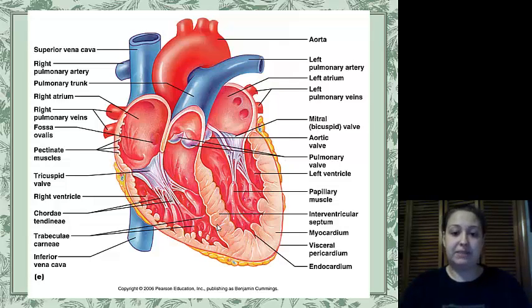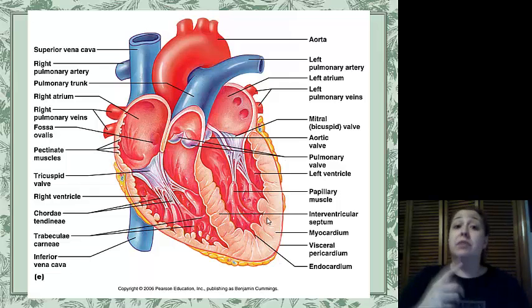So here we see our septum, and we see our right atrium and our right ventricle. And then we see our left atrium and our left ventricle. Again, our left ventricle has this huge, thick wall here so that it can pump and squeeze that blood out to the rest of the body.